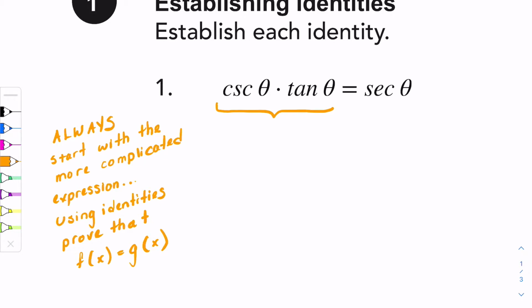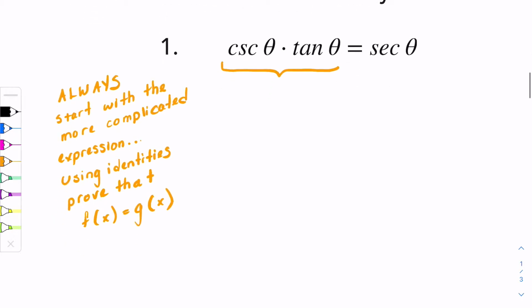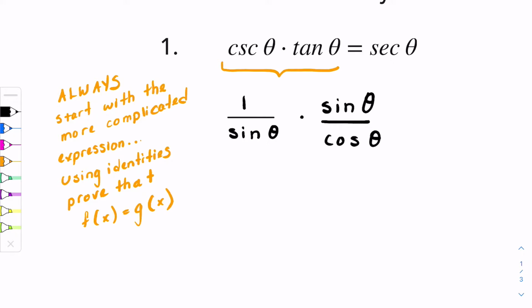Okay, so starting with cosecant of theta times tangent of theta, I'm going to change both of these identities to sine and cosine values if possible. So cosecant becomes 1 over sine of theta, and tangent becomes sine of theta divided by cosine of theta. And this is equal to secant of theta. So I am only working with the left side of the equal sign, and I'm trying to prove that the left side equals the right side of the equal sign.